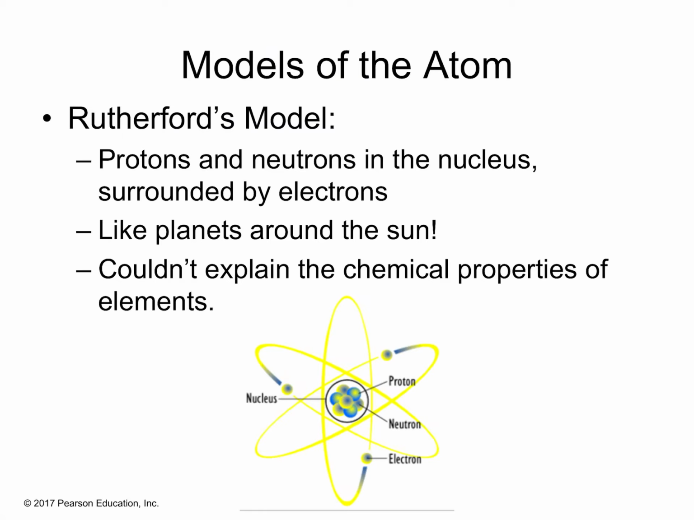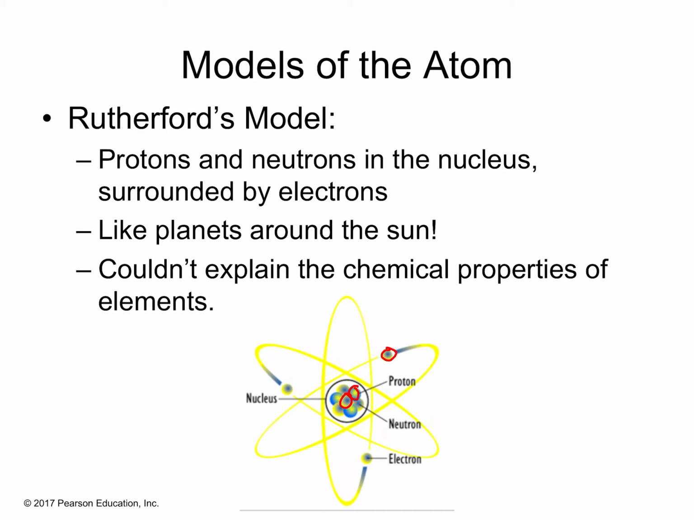We left off talking about Rutherford's model last time, where we said that there were protons and neutrons in the nucleus, and they were surrounded by electrons, okay? So protons and neutrons in the nucleus, they're surrounded by electrons kind of flying around the outside, and he called this the planetary model of the atom. And the reason that he called it the planetary model is that he said that electrons are orbiting the nucleus just like planets orbit the sun.